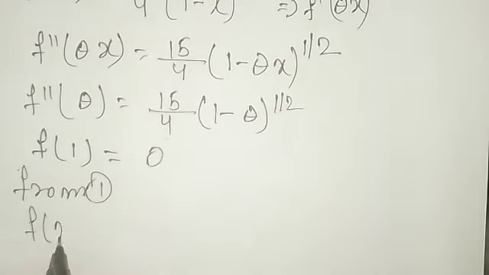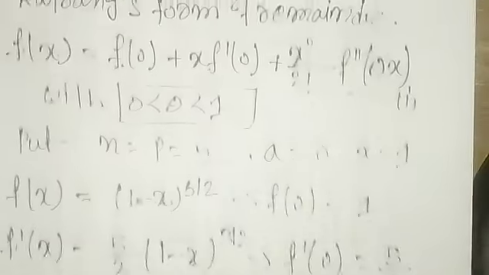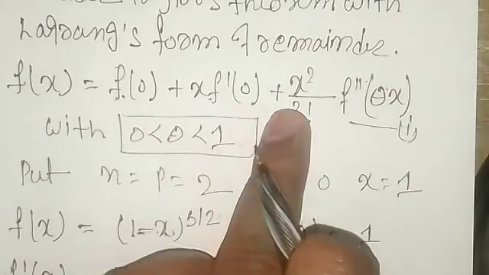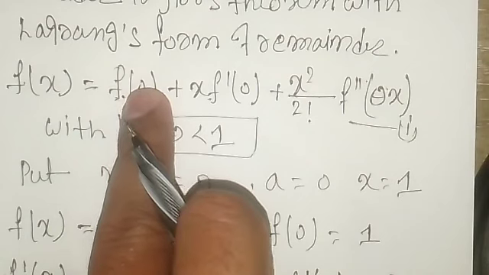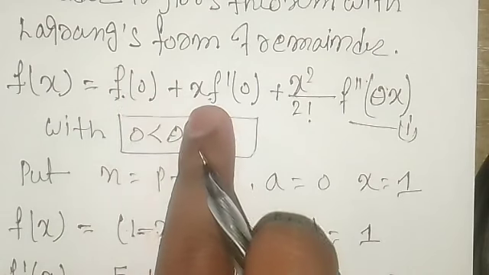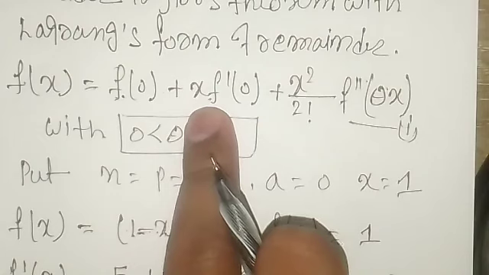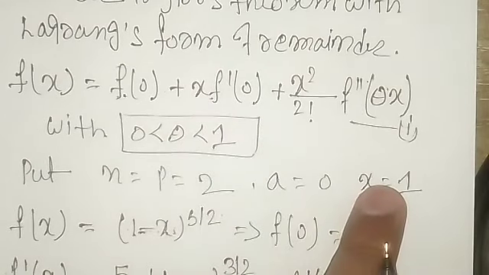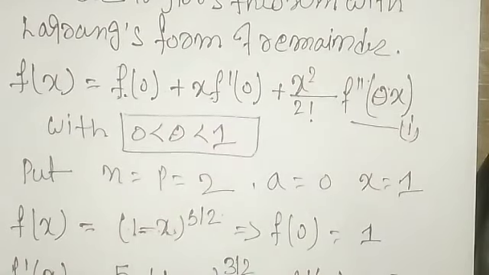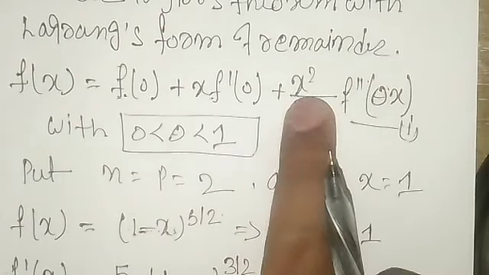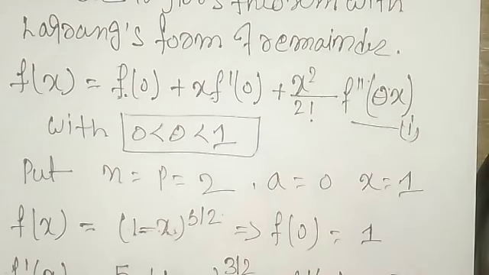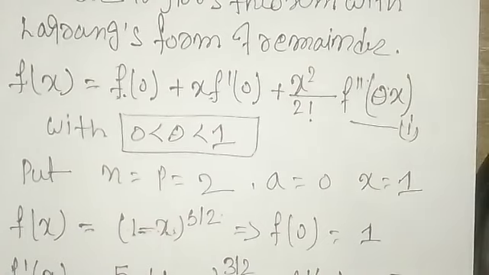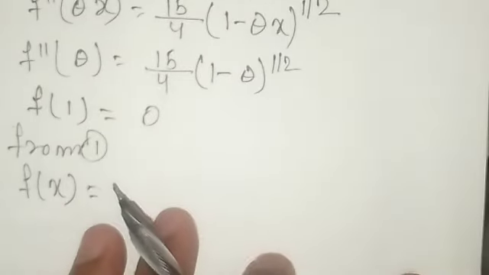f of x is equal to f of 0 plus x f dash of 0 plus x squared by 2 factorial f double dash. f of 0 we just calculated, that is 1. x f dash of 0: x is equal to 1, and f dash of 0 we calculated as 5 by 2, and x squared by 2 means 1 by 2. And plus f double dash of theta x we got, that is (1 minus theta) to the power 1 by 2 into 15 by 4. So we will substitute and get this.